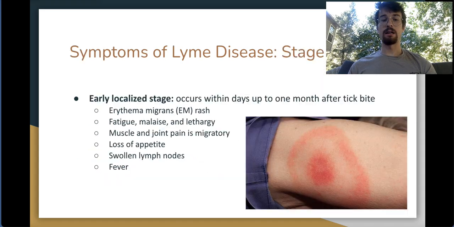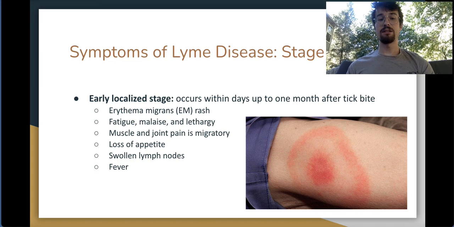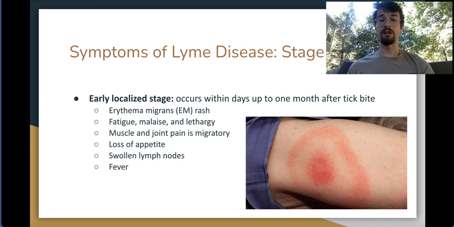The symptoms of Lyme disease come in three stages. Stage 1 is known as early localized, which occurs within days to up to 1 month after the tick bite. Characteristic symptoms of stage 1 include the erythema migrans rash, which is often bullseye shaped, although sometimes it is not, and in 30% of cases the rash does not develop or is not noticed at all.